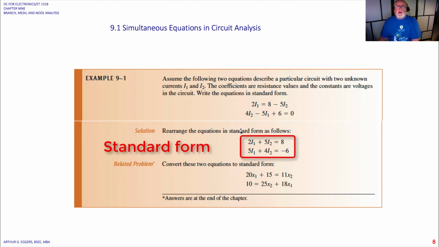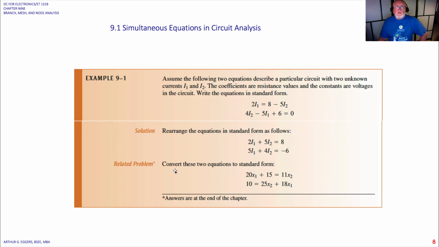So we're going to rearrange the equations in standard form as follows. The first one, 2 times current I1 plus, when we move the 5 I2 to the other side of the equation, plus 5 times I2 equals 8 in this case. So all we had to do was move the one term. In the second one then, we have 5 times I1, notice we're aligning these up, plus 4 times I2, these are aligned up, is equal to minus 6 when we move the 6 to the right side of the equation.